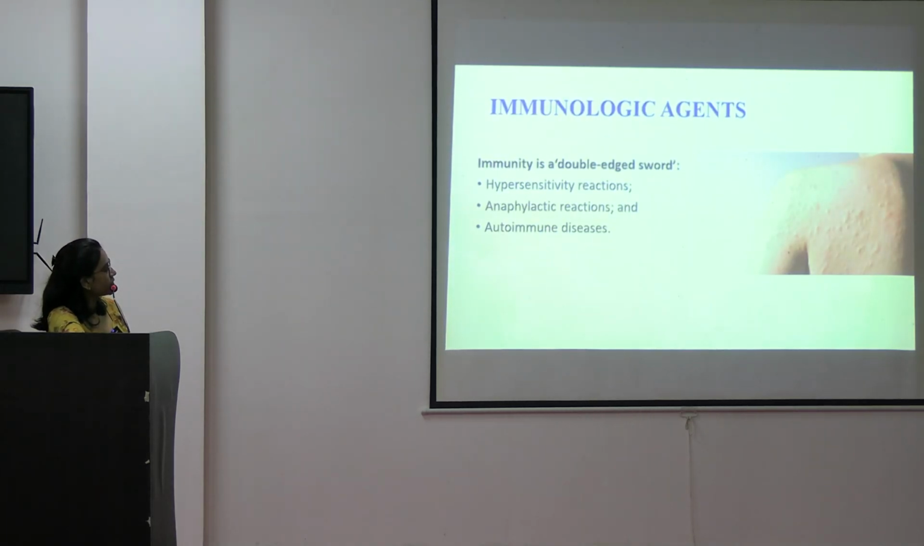Immunologic agents. So immunity is a double-edged sword. What does this statement mean? One is that our body's immunity helps us to ward off all infections, right? So that is how we are healthy. Now how does it affect the other way around? One example is given right away here, autoimmune diseases. So when our own immunity goes against our own body, and doesn't recognize self, then it becomes autoimmune. Other causes.